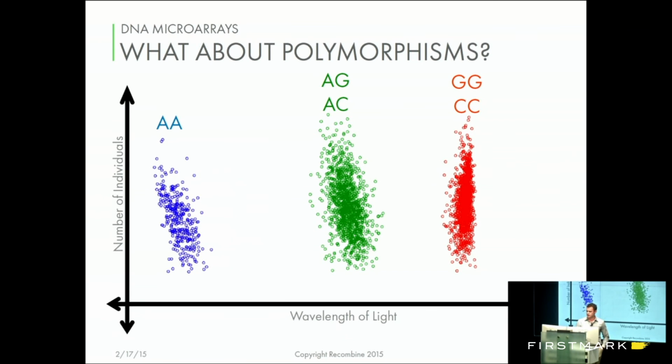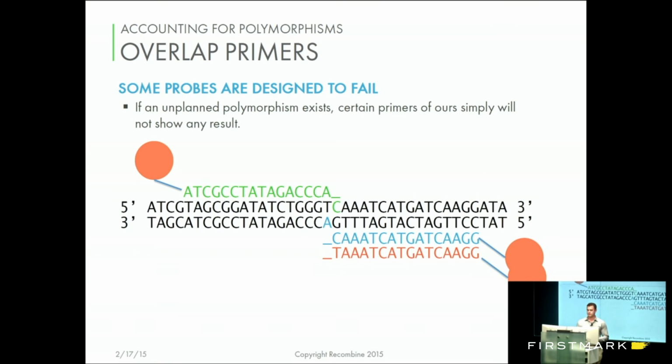So this is actually what we were seeing when we looked at our clusters again. You had your AA group, the normal folks who didn't carry the mutation. But then the middle cluster could have been AG or AC, and then the right cluster could have been GG or CC. So this complicated things, and we had to develop a strategy once we saw this to test for every possible combination. And this is important.